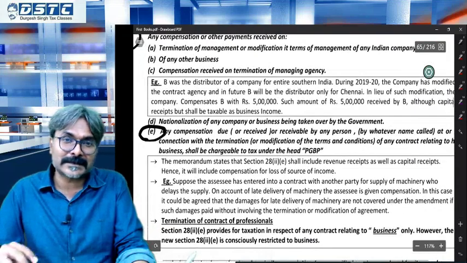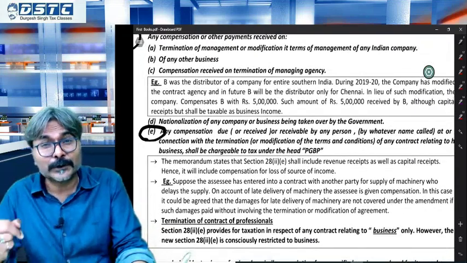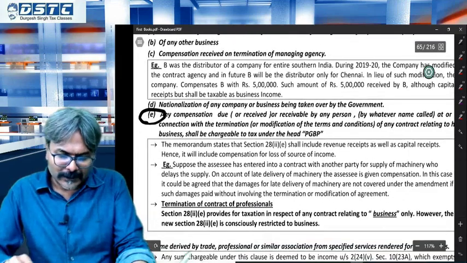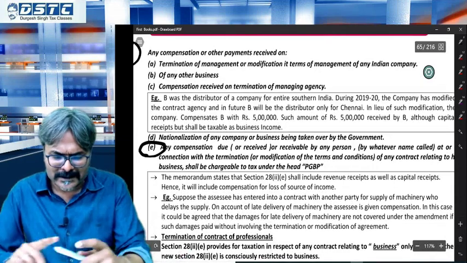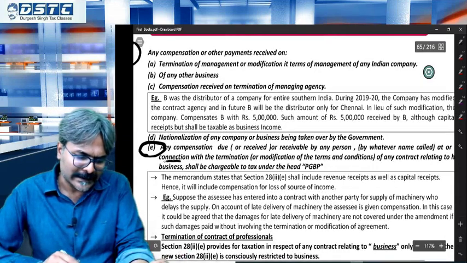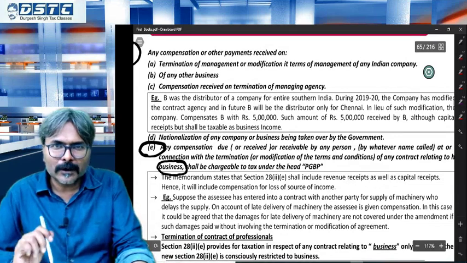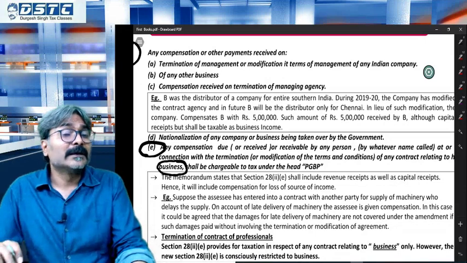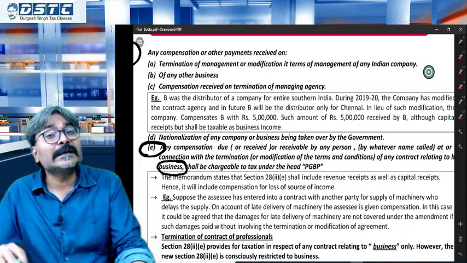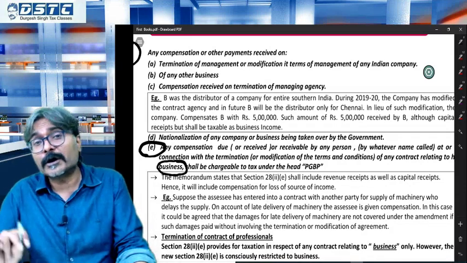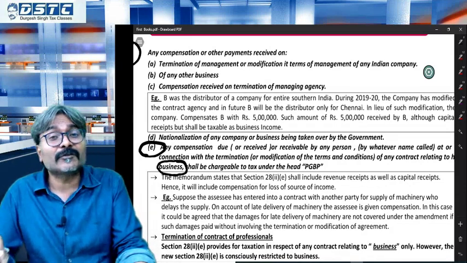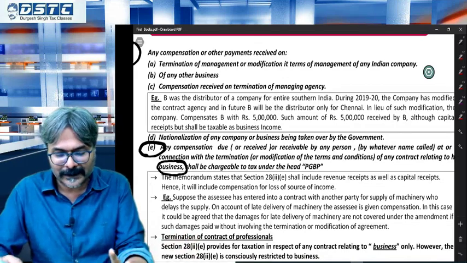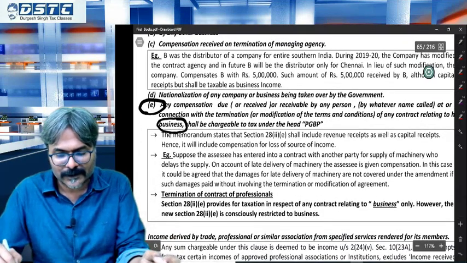So this is again a first example of a specific charge that you have got under the head PGBP. Now the other special point in this regard is that it is only in respect of business. And be careful, students, although this head is for both business and profession, some provisions are exclusively in respect of business and not for profession, or vice versa. And therefore here you have to be careful, and accordingly this observation has been given.